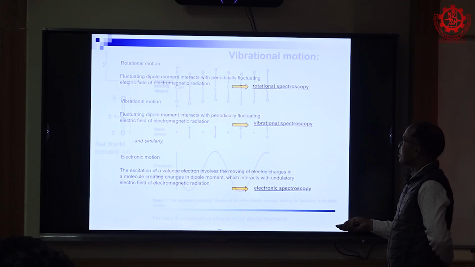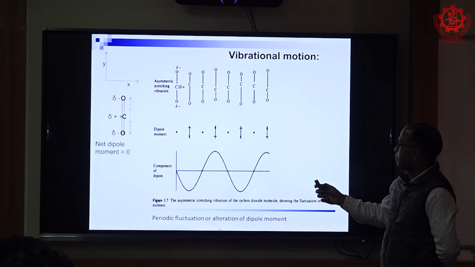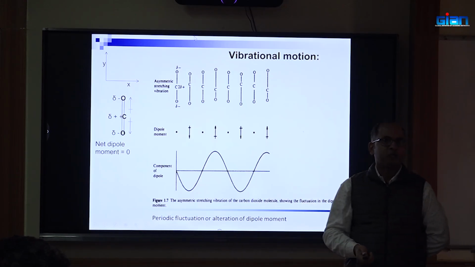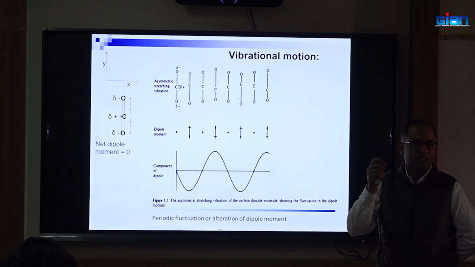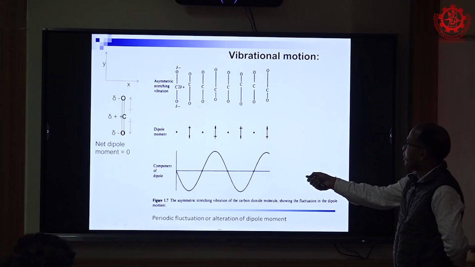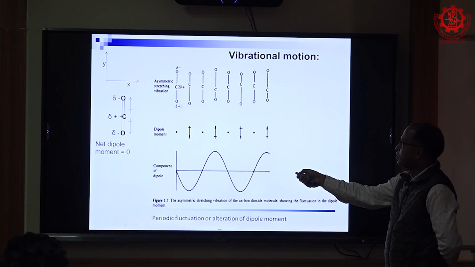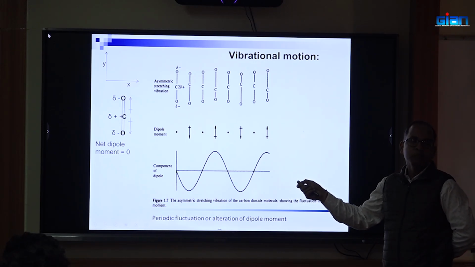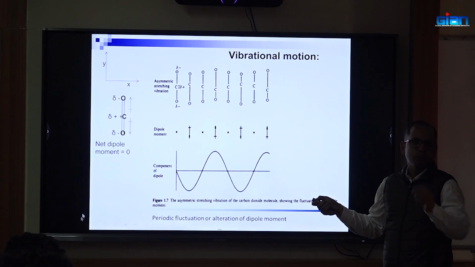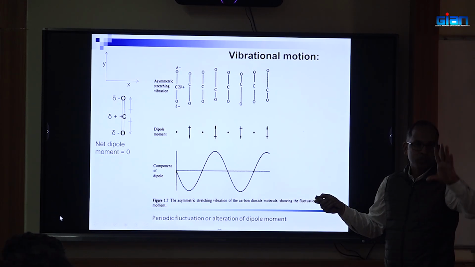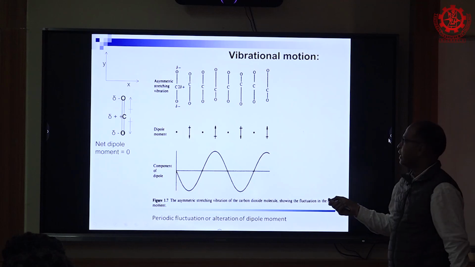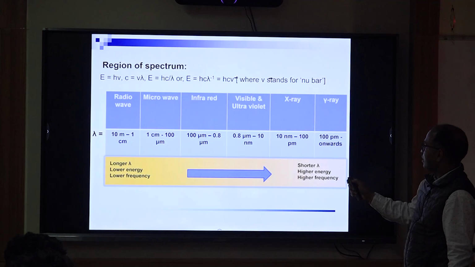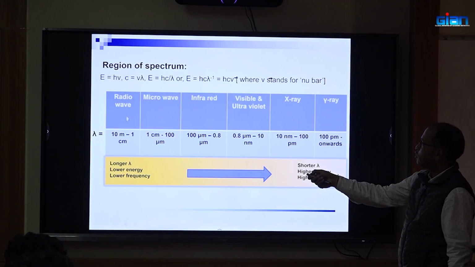For example, here you can see carbon dioxide, and how it absorbs because of vibration. When there is vibration, each carbon-oxygen bond vibrates, meaning the bond becomes longer or shorter. When this happens, it absorbs electromagnetic radiation. You can see here the different regions of electromagnetic radiation.